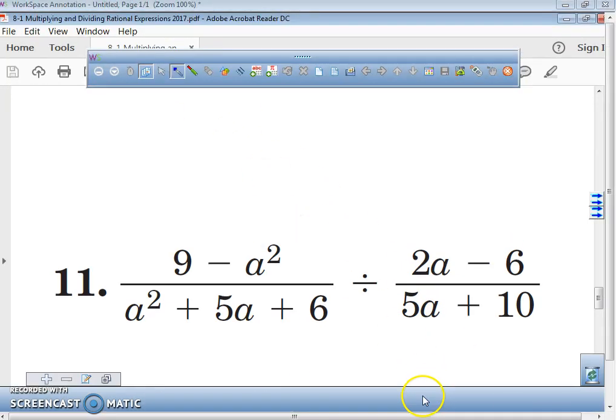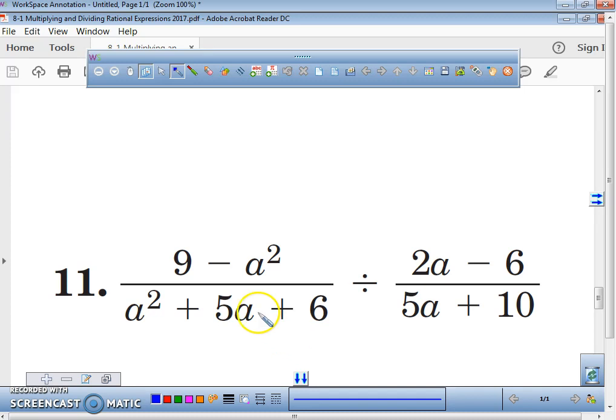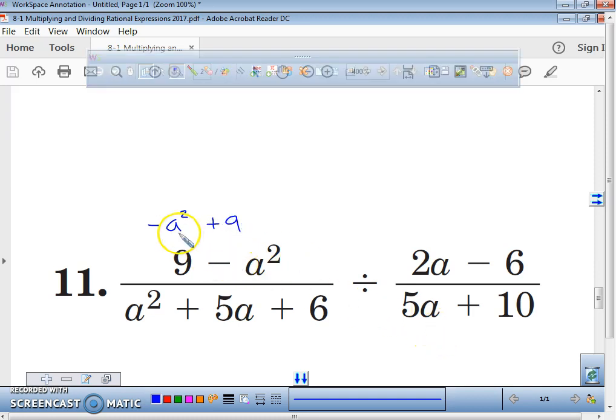The very first thing that I would like you to do in problem number 11 is realize that I'm going to rewrite this as a negative a squared plus 9. So I'm taking the negative a squared and I'm moving it up front. I'm taking the positive and I'm moving it in the back. First step. Now, the reason why I'm doing this is for a particular reason.